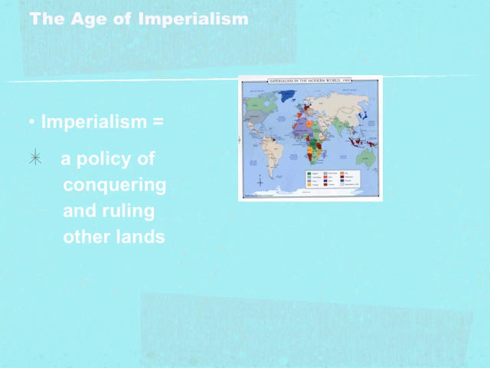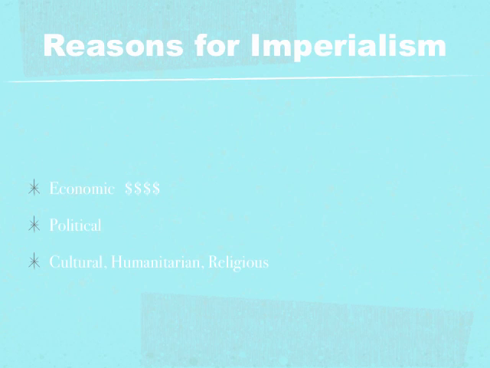You may be wondering what imperialism is. Imperialism basically is a policy of conquering and ruling other lands. So imperialism is one country taking direct control of another area of the world, or having indirect control over the government or the economy of another country.